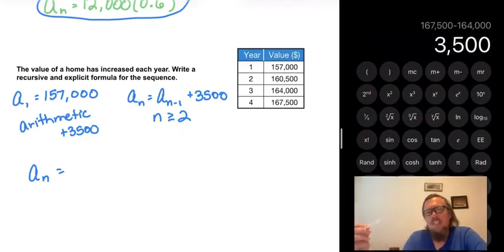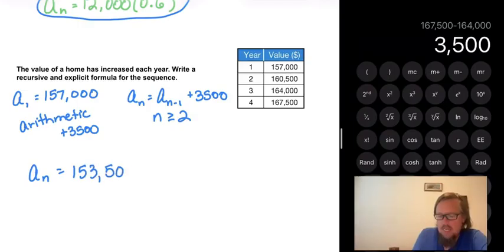If you're at 157,000 and you count back one, you subtract 3,500, you'd be at 153,500. And then we have a slope of 3,500 each.